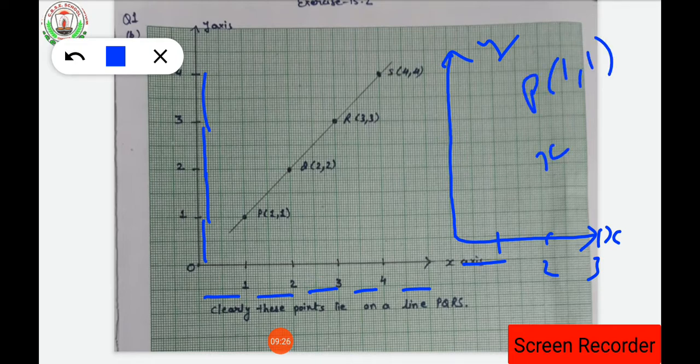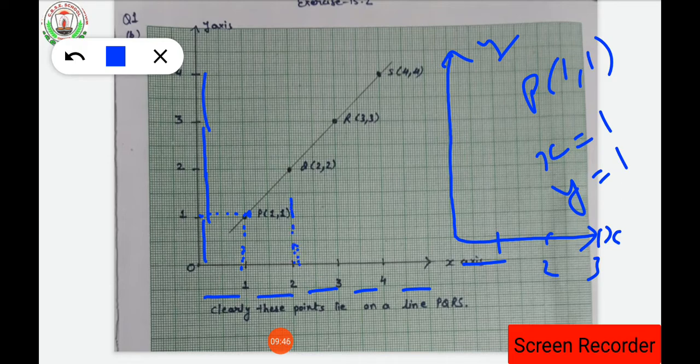Then the point P (1, 1) is given. So x is equal to 1 and y is equal to 1. Where is that? X is 1, that means here, isn't it? Y is 1, that means here. Clear? So this is the point P. In the same way for point Q, the x value is 2, isn't it?